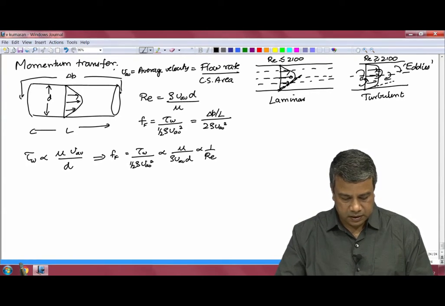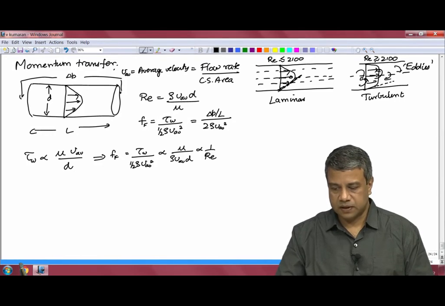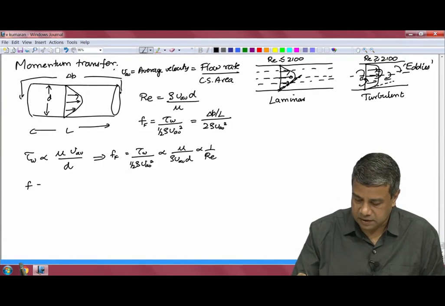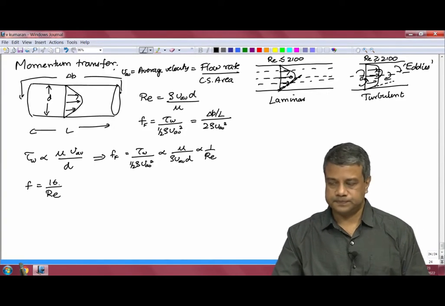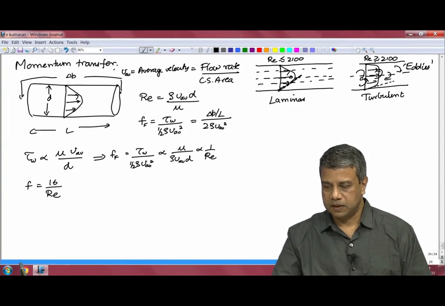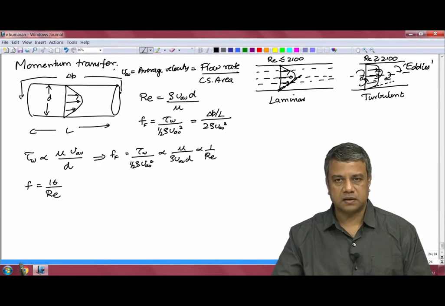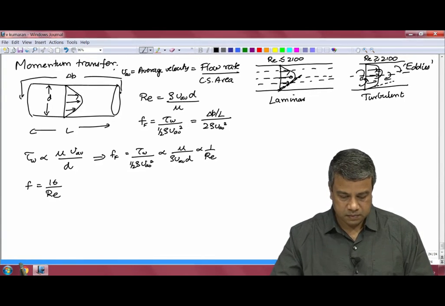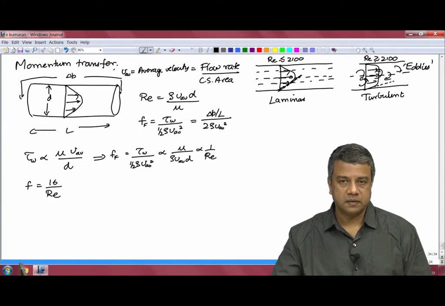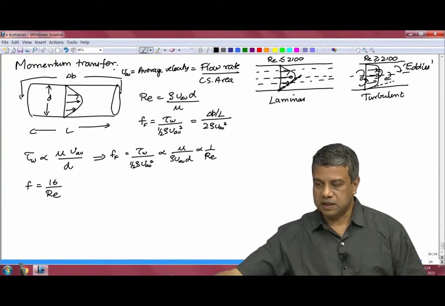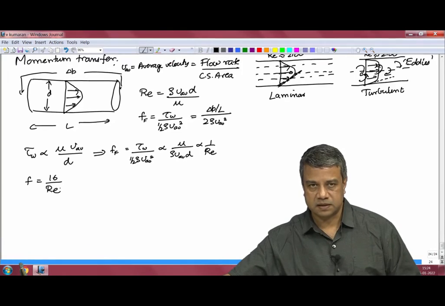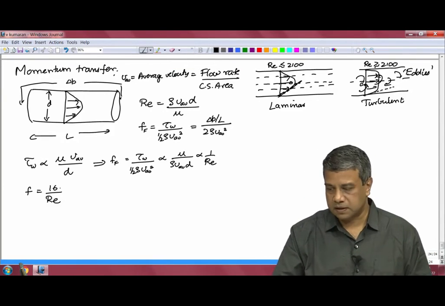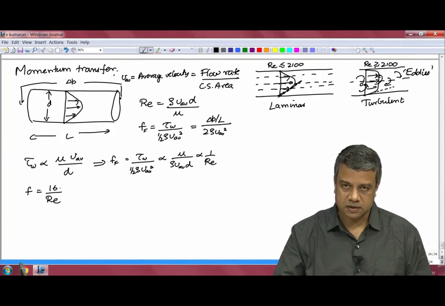And we can do a calculation to find out the exact relationship. It turns out that the Fanning friction factor is equal to 16 by Re for a laminar flow. This can be calculated exactly, we will do that later in the course. For a turbulent flow, you cannot calculate the friction factor exactly. Because of the turbulent fluctuations in the flow, which are transporting mass, momentum and energy, we do not yet have a way of calculating exactly what the friction factor is. However, the friction factor in a turbulent flow depends upon the Reynolds number.